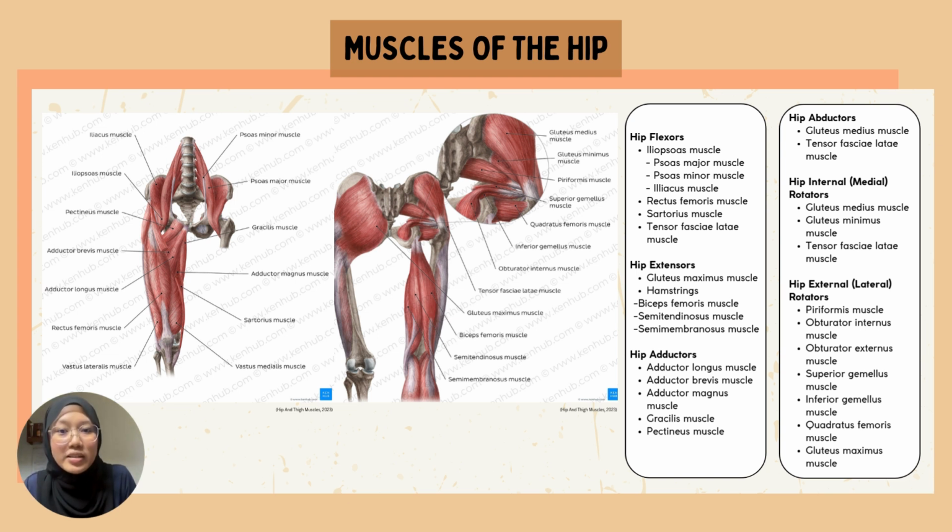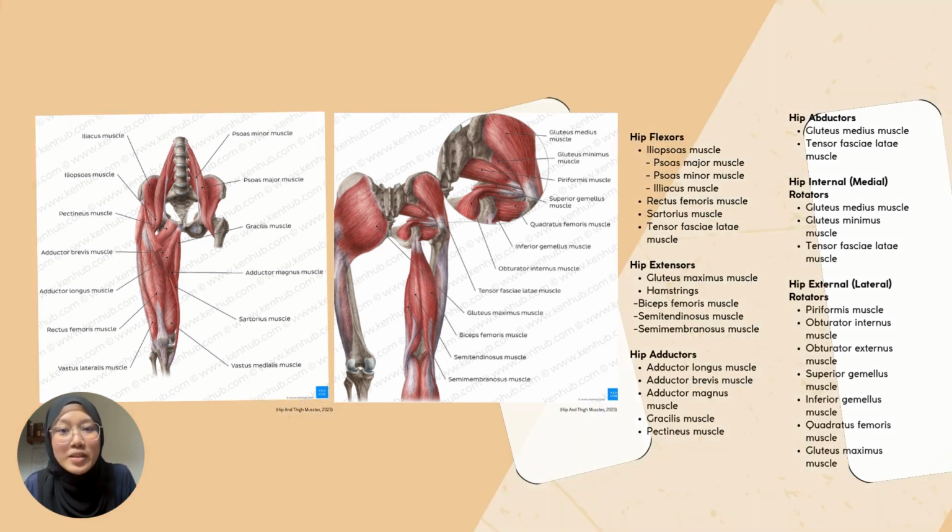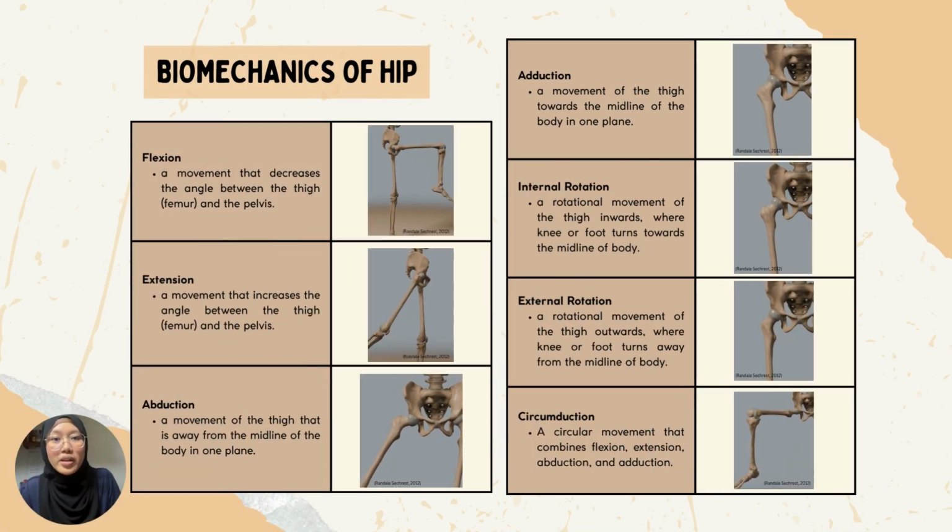For hip internal rotators, which are the medial muscles of the hip, it consists of the gluteus medius muscle, gluteus minimus muscle, and tensor fasciae latae muscle. Next are the hip external rotators, which are the lateral muscles of the hip. It consists of the piriformis muscle, obturator internus muscle, obturator externus muscle, superior gemellus muscle, inferior gemellus muscle, quadratus femoris muscle, and gluteus maximus muscle.